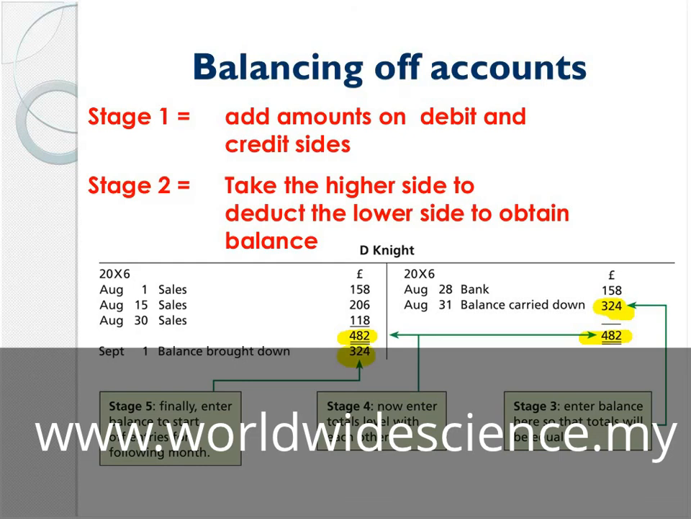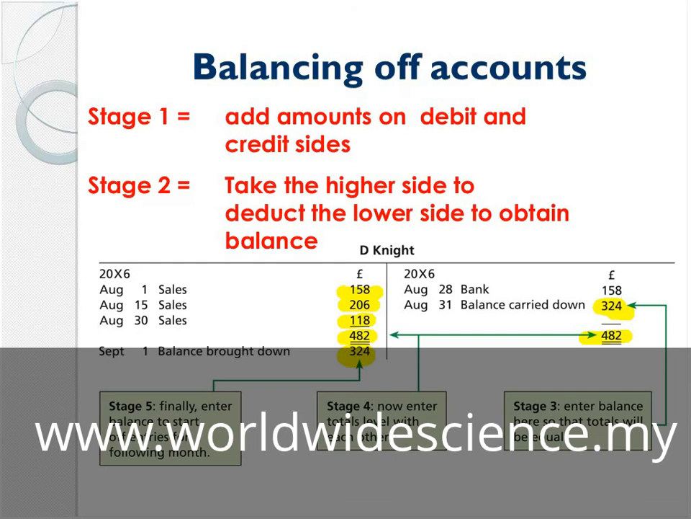This is the balancing of accounts, how we actually practice it. You see, on August 1st we showed sales of 158. August 15th shows sales of 206. And August 30th sales of 118. The total will be 482, right? The total sales for August will be 482.